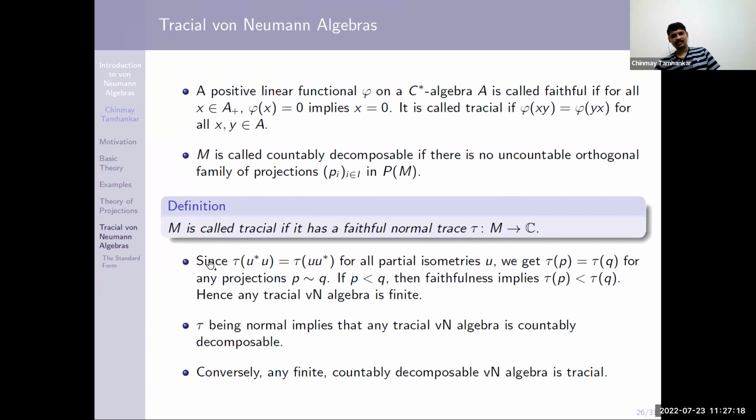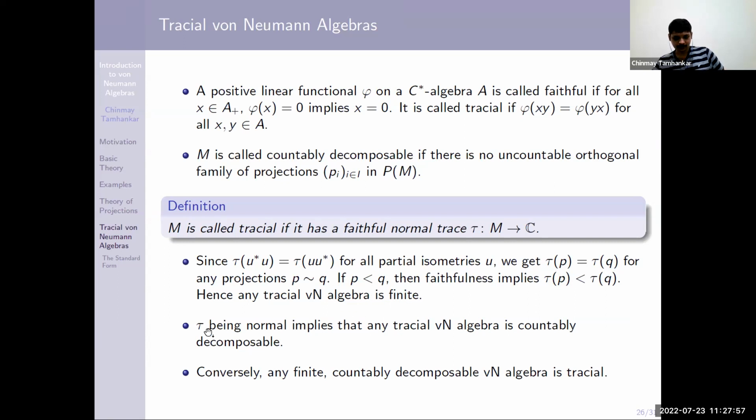And we see by this tracial property that tau of u star u is equal to tau of u u star for every partial isometry. And so we get that for any Murray-von Neumann equivalent projections P and Q, tau of P is equal to tau of Q. And hence, if we have a proper subprojection P of Q, the faithfulness of tau implies that tau of P is strictly less than tau of Q. So P and Q cannot be Murray-von Neumann equivalent. So every projection in M has to be finite, and so this tracial von Neumann algebra is finite.